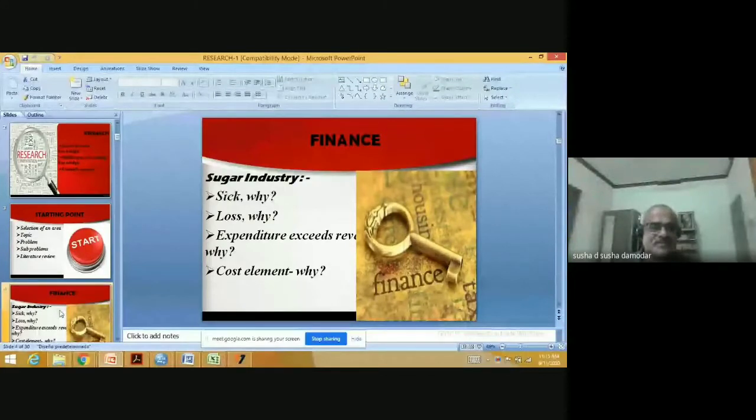Once again, the selection of area of interest, the topic, the problem. Sugar manufacturing units once operated in hours are declared sick. Why? That's the main problem. Because they have run at a loss. Why? Again, because expenditure exceeds revenue. Again, why? So many sub-problems have to be identified for the main problem. So this is the starting point of research.